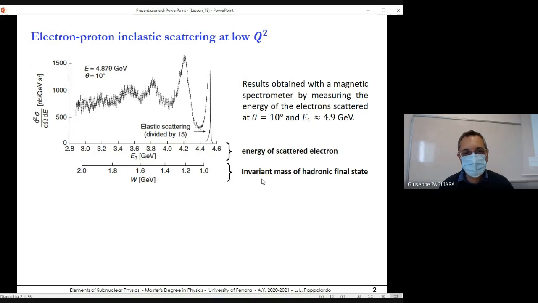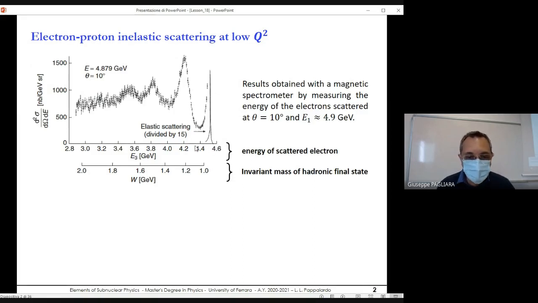Let me show you now some experimental results. This is the differential cross-section for inelastic electron-proton scattering over a certain range in the energy of the scattered lepton, E3, or equivalently in a certain range of the W variable, which describes the invariant mass of the hadronic final state. These data have been collected with a magnetic spectrometer by measuring the energy of the scattered electron at a certain angle, theta 10 degrees, using a beam energy of 4.9 GeV. Here, as you can see, we observe a lot of structures. First of all, at the highest energy of the scattered lepton, we observe a huge peak of elastic scattering. This is damped by a factor of 15, so it is actually 15 times taller than this.